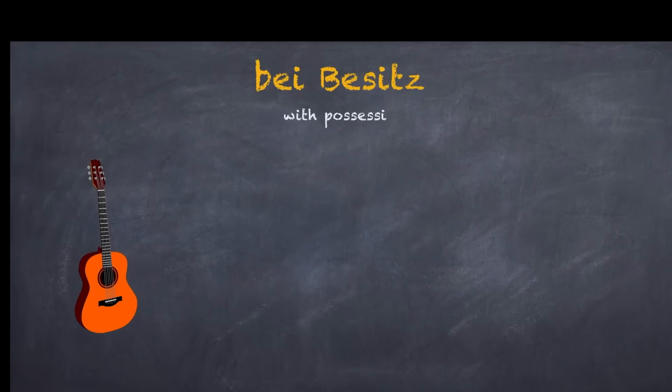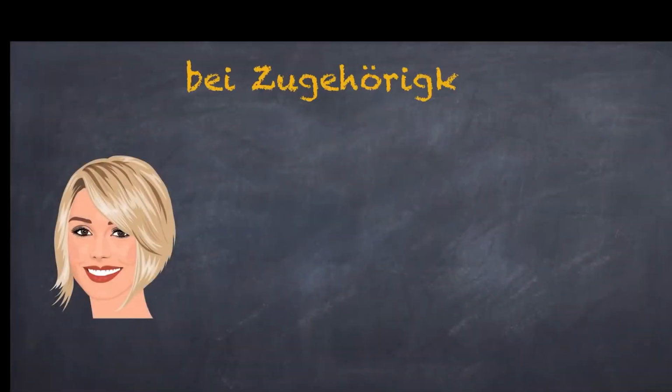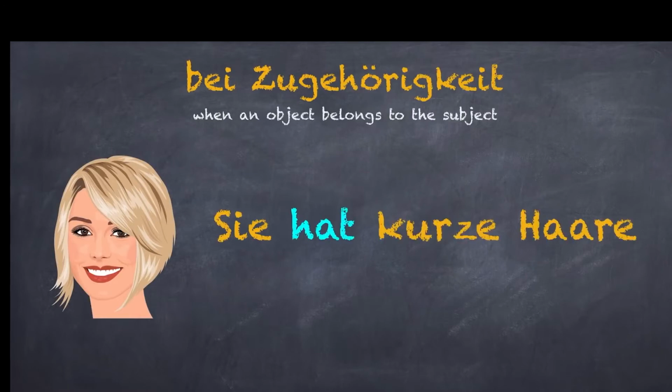Let's look at another example. Ich habe eine Gitarre. Let's look at the next usage. Bei Zugehörigkeit. That is, when the object that we are talking about in the sentence belongs to the subject. For example, in this sentence, sie hat kurze Haare. The hair belonged to her.